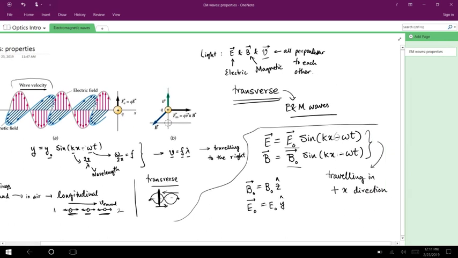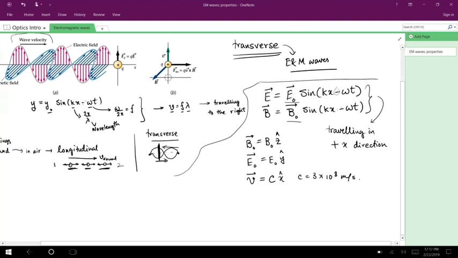If you wanted to write the velocity vector for the electromagnetic wave, it turns out the magnitude of v is always the speed of light. So we'll call that c, at least in vacuum or in air. The speed of light is equal to c, and the direction is x hat, where c is equal to 3 times 10 to the 8 meters per second.